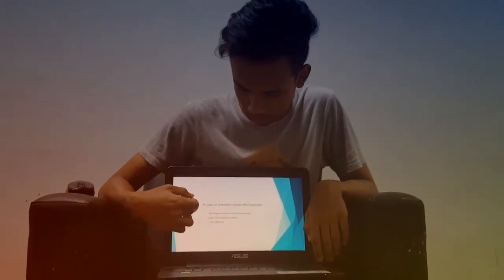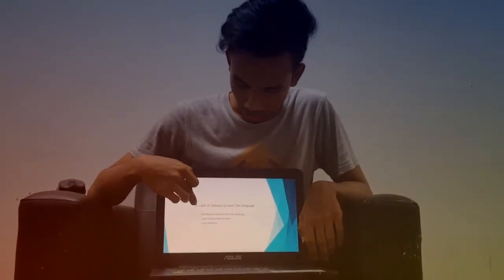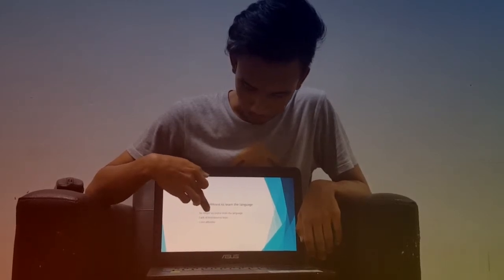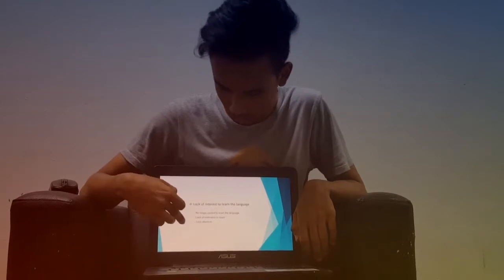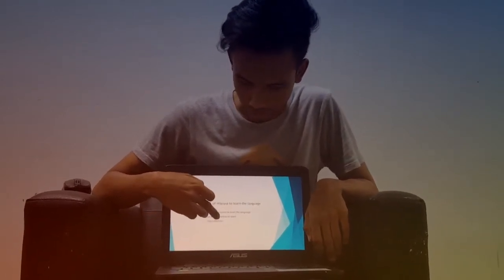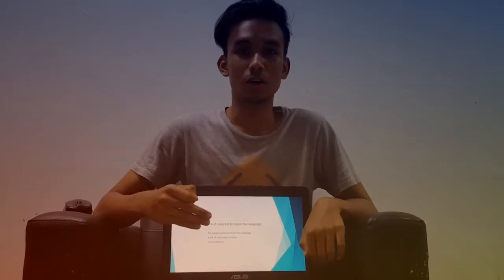The reasons why the students lack interest is because they are no longer excited to learn the language. The second one is the lack of motivation to learn, especially from the teachers or their parents. And the third one is less attention, for example from the teachers, which might cause the students to lack interest in learning.